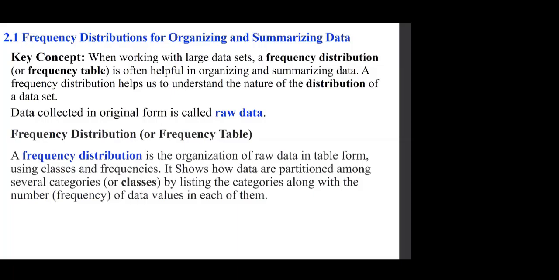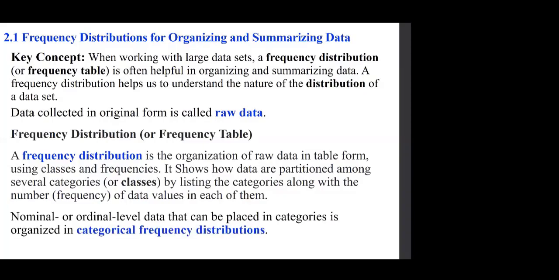Could somebody read this definition for us, please? A frequency distribution is the organization of raw data in table form using classes and frequencies. It shows how data are partitioned among several categories or classes by listing the categories along with the number, frequency, of the data values in each of them. Perfect, thank you. And nominal or ordinal level data that can be placed in categories is organized in a categorical frequency distribution. The same type in essence.